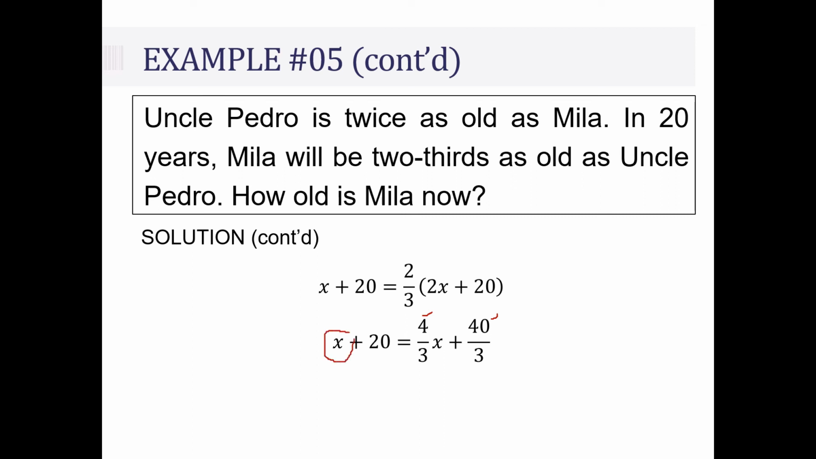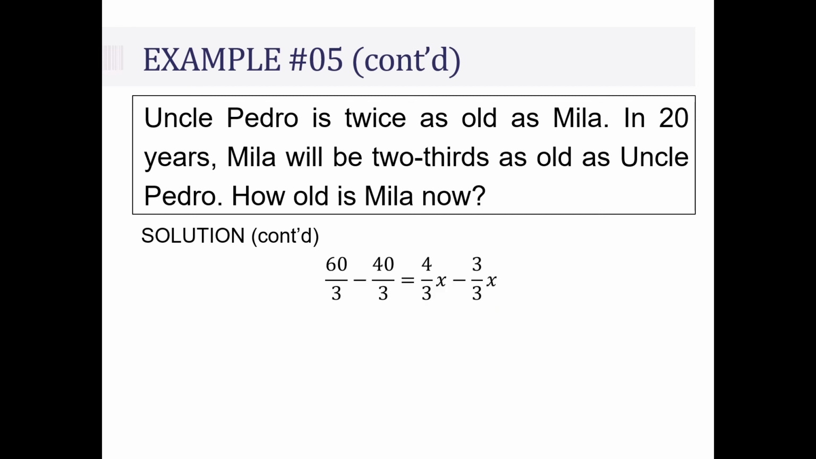So, ilipat natin ngayon tong x na to doon sa kabila. At ito naman, ilipat natin sa kabila. Okay? Remember, pag naglipat, mag-change ng sign. So, that becomes 20 minus 40 over 3 equals 4/3 x minus x. Pag ginawa natin ngayon yan ng mga similar fractions, 60 over 3, yun yung 20 kanina, minus 40 over 3 is equal to 4 over 3x minus 3 over 3x. So, ginawa lang natin siyang similar fractions para mas madali sa atin na mag-perform ng operation.